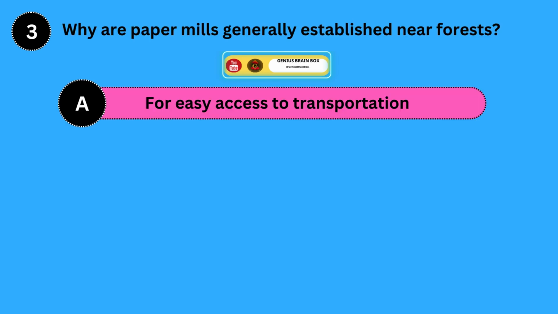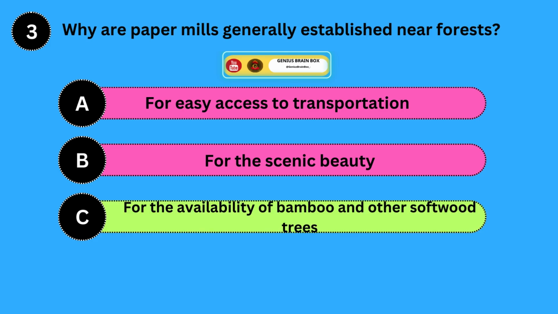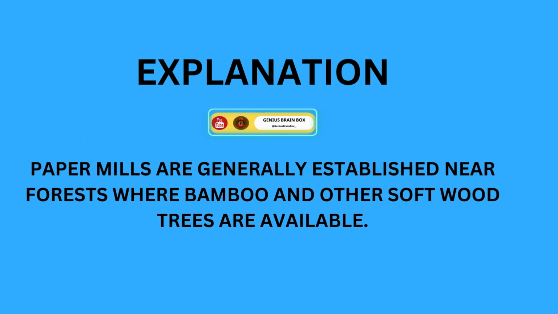of papermaking. Why are paper mills generally established near forests? Option A. For easy access to transportation. Option B. For the scenic beauty. Option C. For the availability of bamboo and other softwood trees. Correct answer is... Explanation. Paper mills are generally established near forests where bamboo and other softwood trees are available.